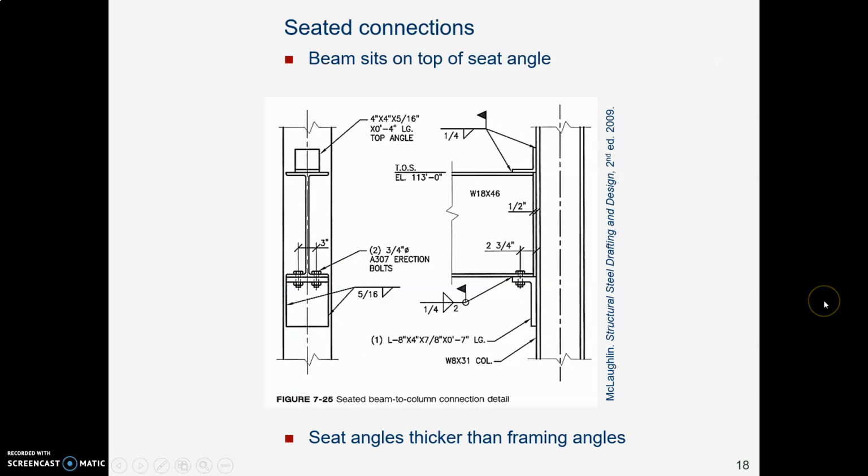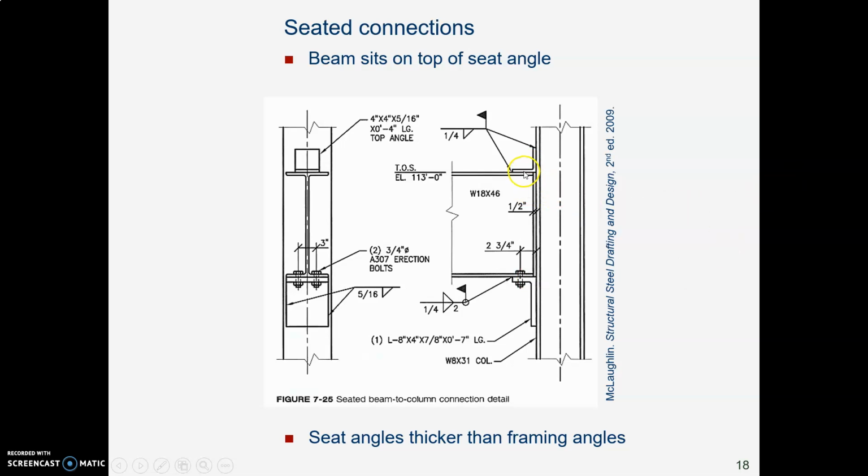Finally, the other kind of connection is a seated connection, and it's called that because the beam sits down on this seat angle. And you might be able to tell from looking at this drawing that the seat angle is thicker than a framing angle because it actually has to hold up the weight of this end of the beam. Then the beam is either welded or bolted to the seat angle.